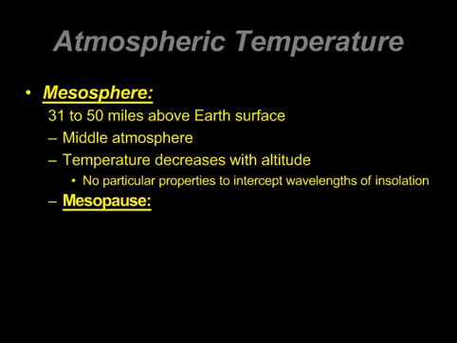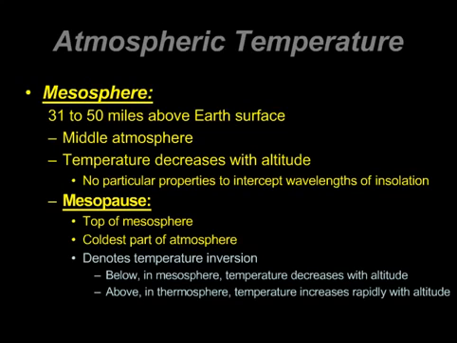At the top of the mesosphere, we find the mesopause. The mesopause also, we could say, is at the bottom of the thermosphere. So the mesopause denotes a change between the mesosphere and the thermosphere. The mesopause would be the coldest part of Earth's atmosphere. And once again, these pauses denote a temperature change. Below, temperature decreases with altitude. Above the mesopause, temperature increases with altitude.